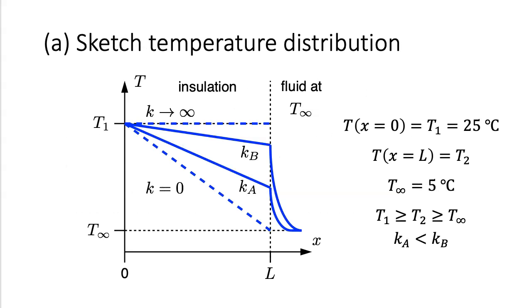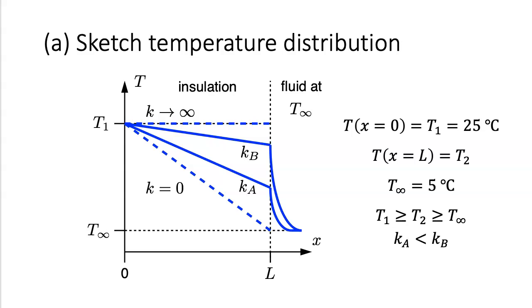For Part A, we want to sketch the temperature distribution in the wall. First, we draw our x-axis from 0 to L. Second, we draw our temperature axis and indicate the limiting temperatures of 25 degrees Celsius at x equals 0 and 5 degrees Celsius in the fluid away from the surface at x equals L.